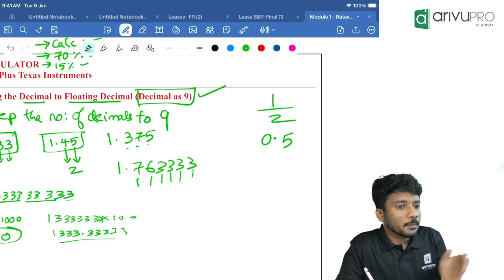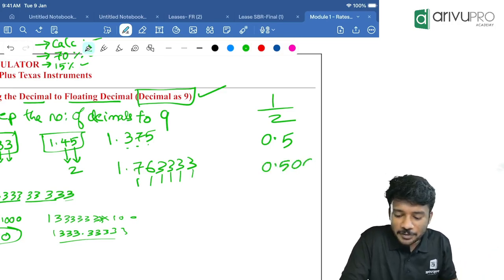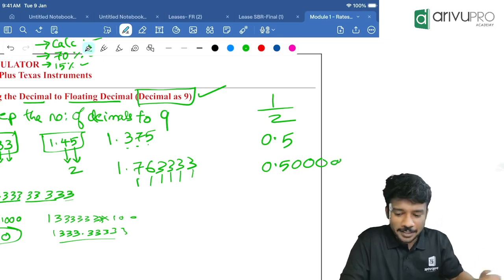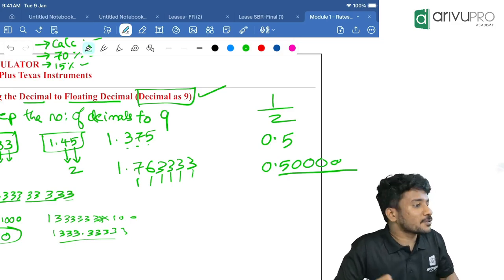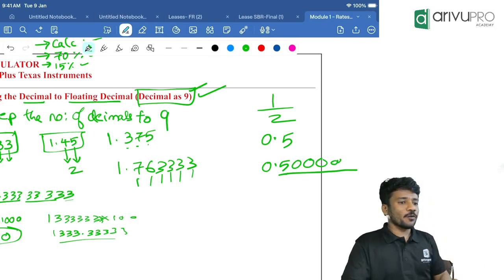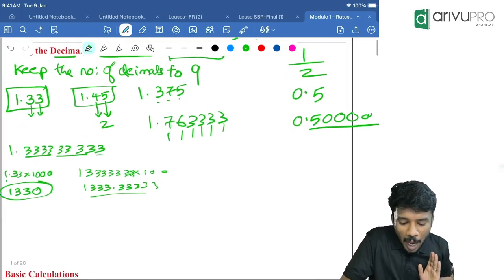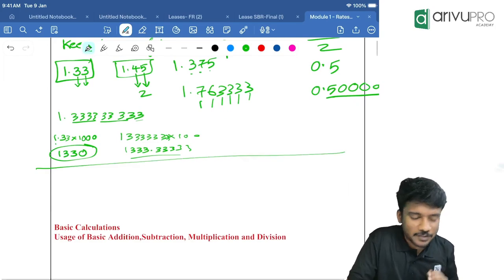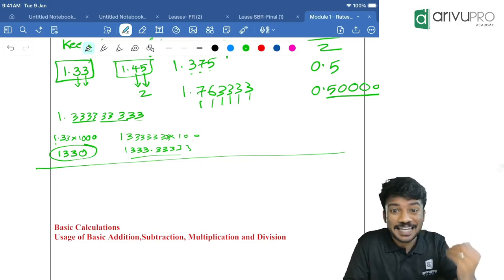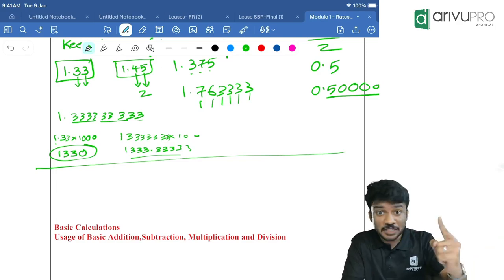If you are keeping some other value, it will be like 0.50000 coming. If you are keeping the number of decimals as 8, then all 8 decimals will be in the picture. If you are keeping it at 9, you will always get the exact value. Now, how to do that in your calculator? First of all, we should set the decimal points to 9 in our calculator, right? That is the first thing we are going to do.